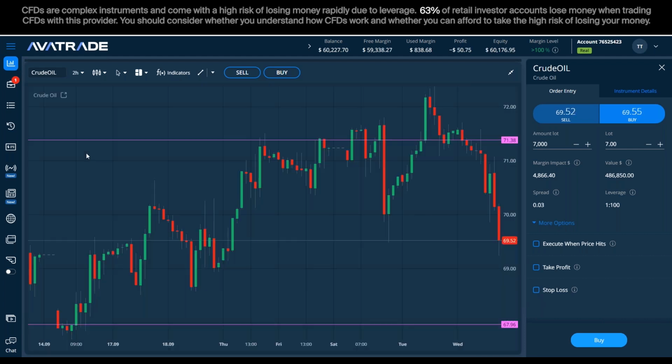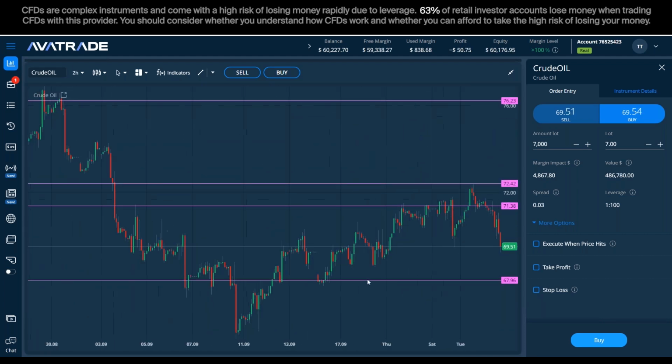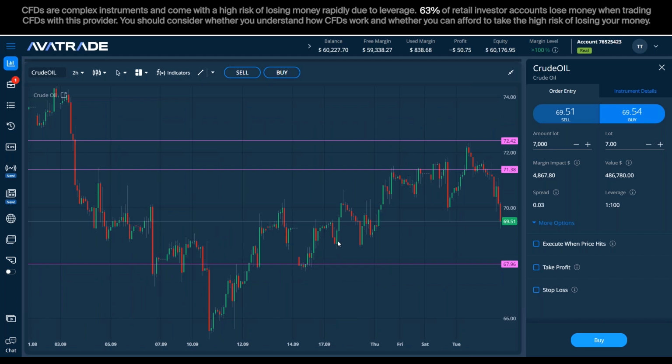We can take a look at something like 2-hour candles, and we can see there's been a bit of a bounce here on crude oil in the past week or so. And now we see a big pullback in crude oil here.